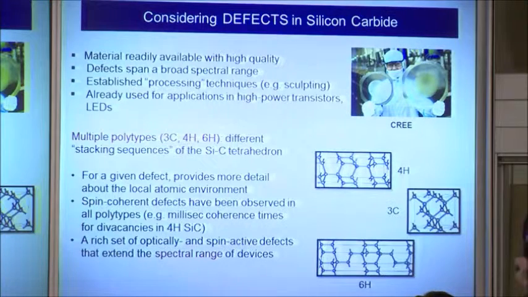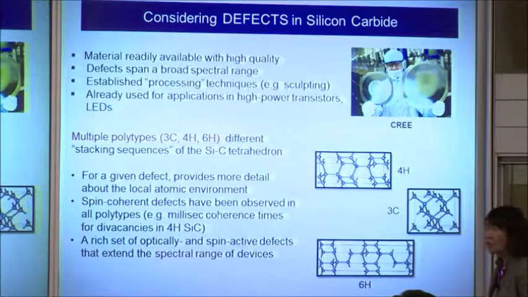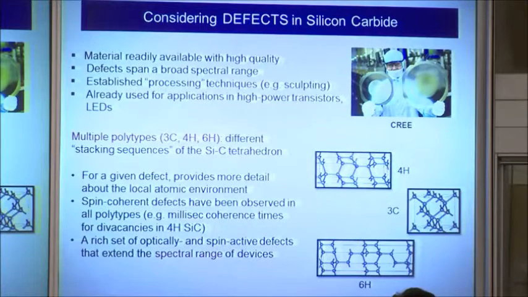That is, taking the defects in silicon carbide, actually in all polytypes, 3C, 6H, 4H, and looking at how long that spin coherence time is and whether you can see that coherence at room temperature. And the answer is positive for a wide variety of polytypes. And again, the opportunity to use these materials to extend the range of wavelengths that we can use.